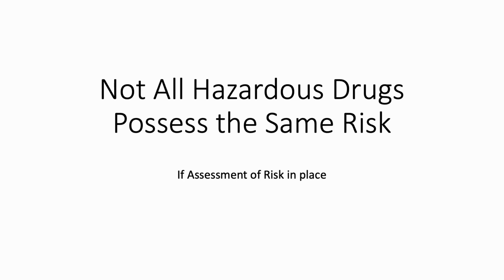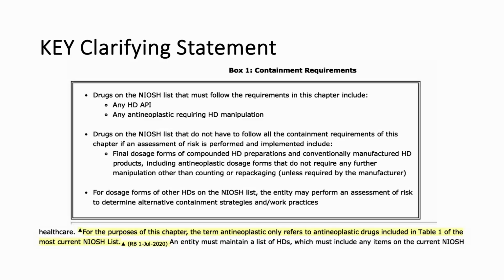Now, not all hazardous drugs possess the same risk. So what USP 800 allows us to do is to use something called a risk assessment. So here's a key clarifying statement located in box 1 of USP 800. It says that the only drugs that have to follow USP 800 all of the time are going to be any hazardous drug APIs. Those are going to be active pharmaceutical ingredients.